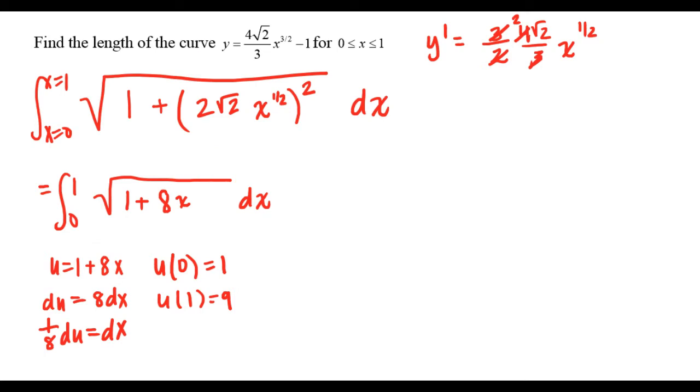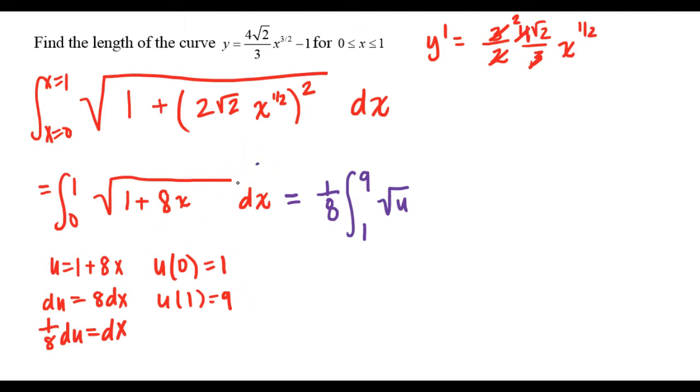So let's write out our new integral. So this is equivalent to 1/8, that comes from this portion over here when I solve for dx, times the integral. Our limits of integration are now 1 and 9, so now they are u values instead of x values. And then we have radical u.